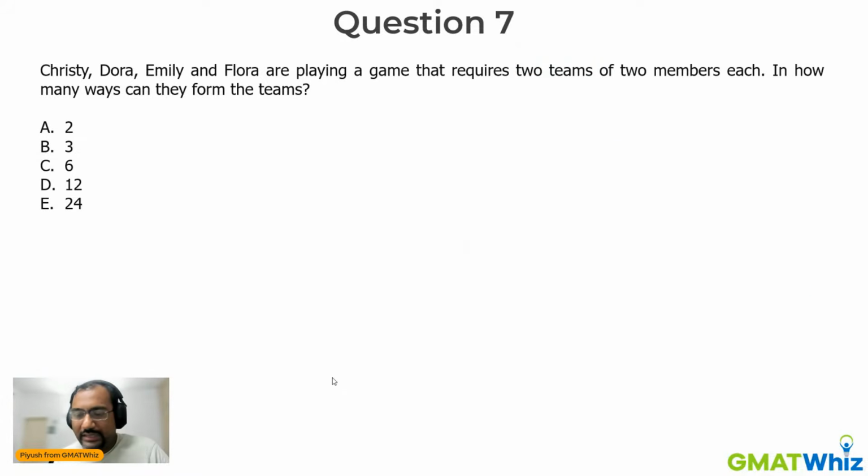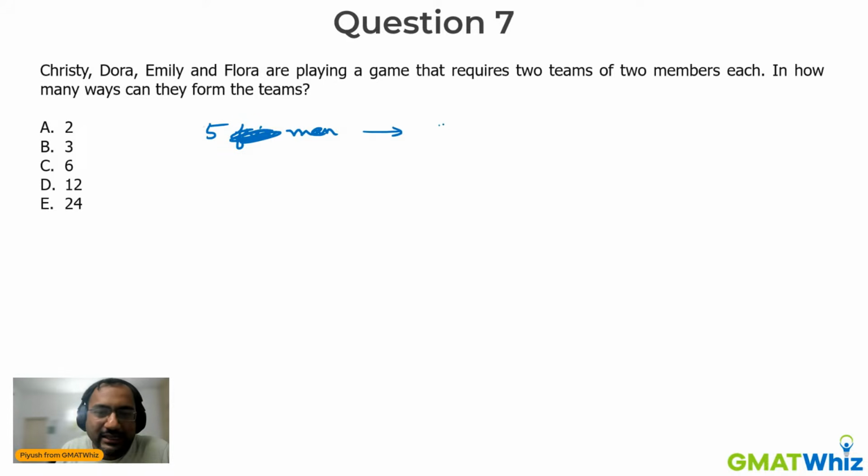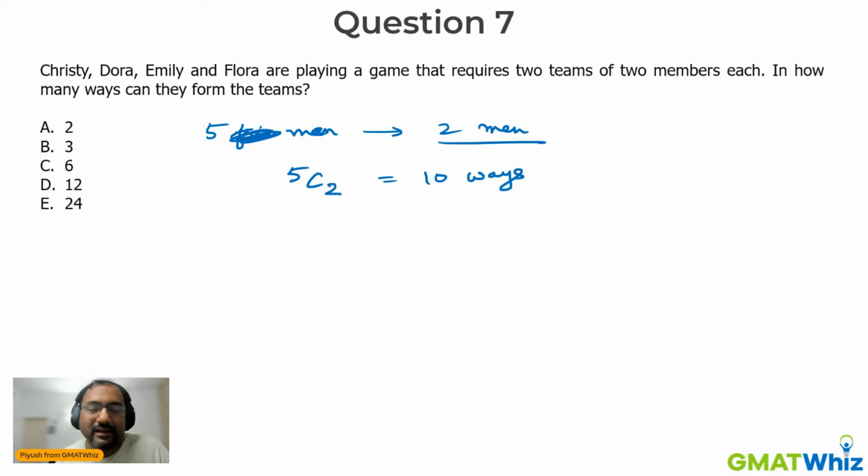Yep. So let's take a simpler example to understand why this is important. Let's say there are 5 men, and we have to select a team of 2 men. Now, all of us know we do it in 5C2 ways, right? Which is 10. So 10 ways of selecting a team of 2 men out of 5 men. Correct? All of us agree on that?